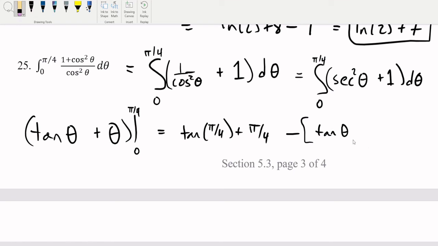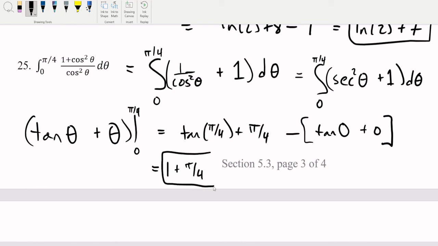Oops. I started making the circle and it made me want to draw the theta. Tan of 0 plus 0. So we just got to remember the tangent. Pi over 4, sine and cos are equal, so this is 1. Tan of 0, sine is 0, so that's 0, 0. So this just ends up being 1 plus pi over 4. Boom.